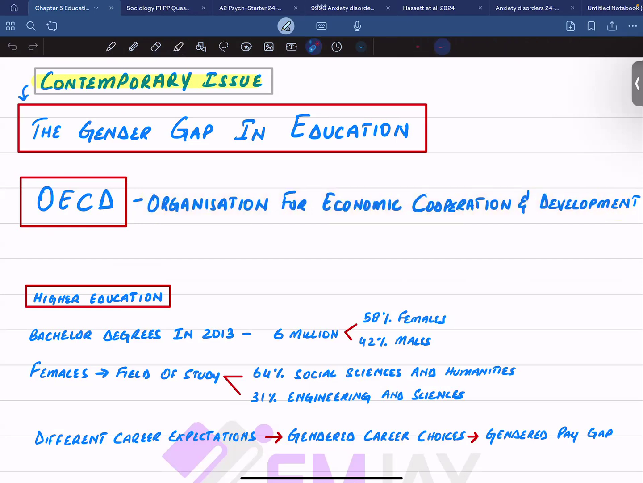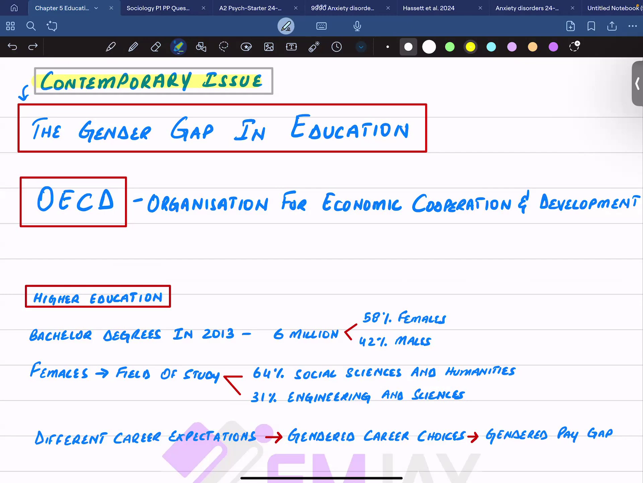Through the statistics that were found from the OECD, it was seen that when we talk about higher education, the number of bachelor degrees, let's just say in 2013, there were 6 million. And guess what? Out of these 6 million bachelor degrees that students received, 58% of them were females and 42% of them were males. Now, this is something that many of us do not really expect.